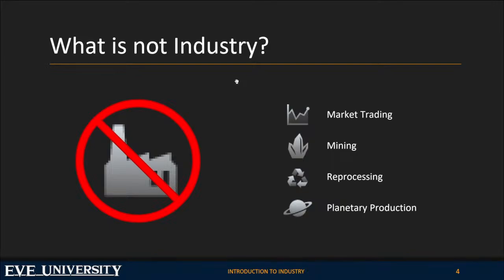What's important is that this can all be part of your industry efforts. Maybe you mine some stuff yourself and then use that to manufacture. Or you do market trading, you buy all the stuff you need and then manufacture from that. If you're mining, you also need to reprocess. And you can also use your planetary interaction to fuel your industry efforts. So it all plays into this, but it's outside the scope of the class, and we have other resources for that.